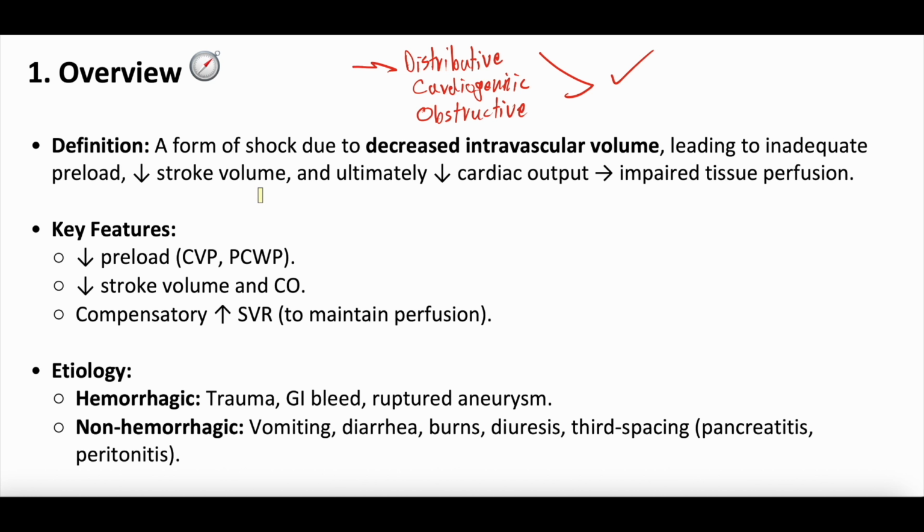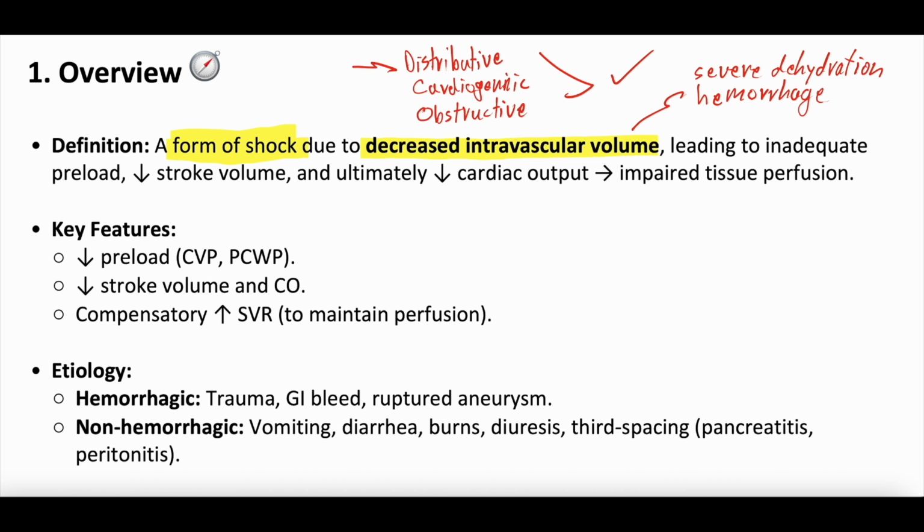So defining hypovolemic shock, this is obviously a form of shock, right? And this form of shock is due to decreased intravascular volume, right? That might be from severe dehydration. This is not something that we often see, but it can be seen, especially in folks who have been in the wilderness and those types of things. Some ultra athletes at times too. But much more commonly, this is from things like hemorrhage, and we'll talk about the different subtypes later on.